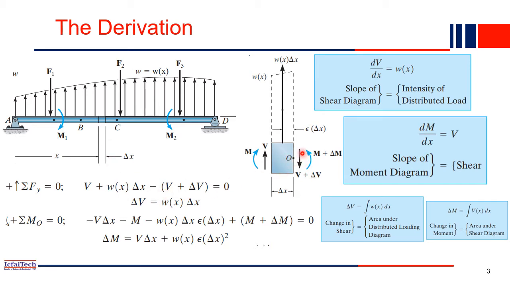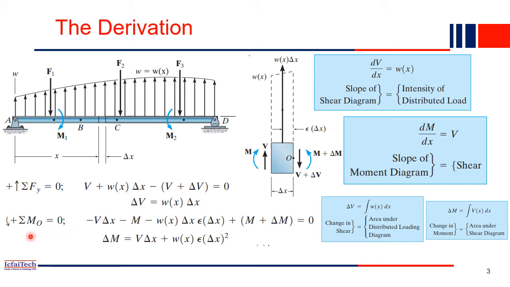Now another vertical force is acting downward, V plus delta V. So it is minus V plus delta V because it is downward, and the sum should be equal to 0. From this equation, if you simplify, V will cancel out and only delta V remains. So delta V equals Wx into delta x.